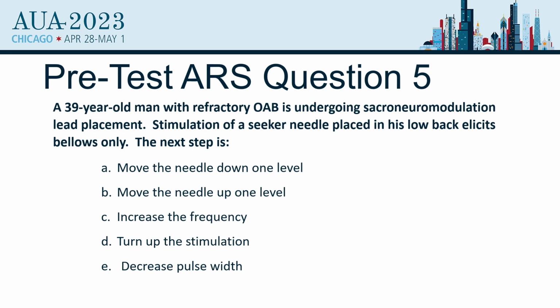Yeah, so question number 5, just be thinking about this, please. A 39-year-old man with refractory OAB is undergoing sacral neuromodulation lead placement. Stimulation of a seeker needle placed in his low back elicits bellows only. The next step is: move the needle down 1 level, move the needle up 1 level, increase the frequency, turn up the stimulation, or decrease pulse width.